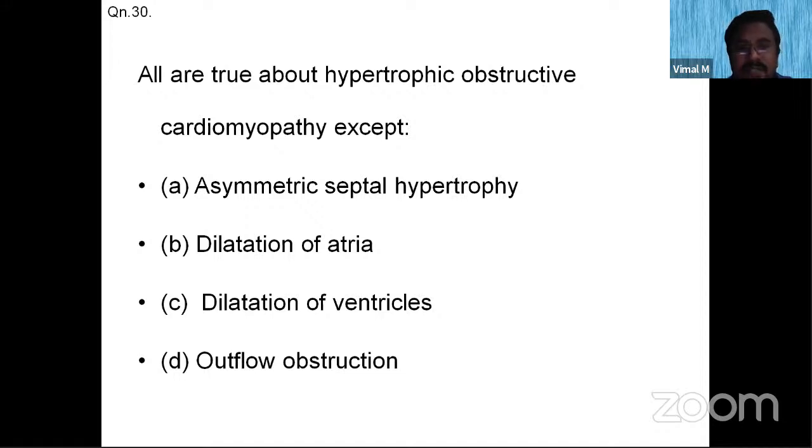Now let us solve some questions on the cardiomyopathies. All are true about hypertrophic obstructive cardiomyopathy, except: asymmetric septal hypertrophy, dilatation of atria, dilatation of ventricles, outflow obstruction.